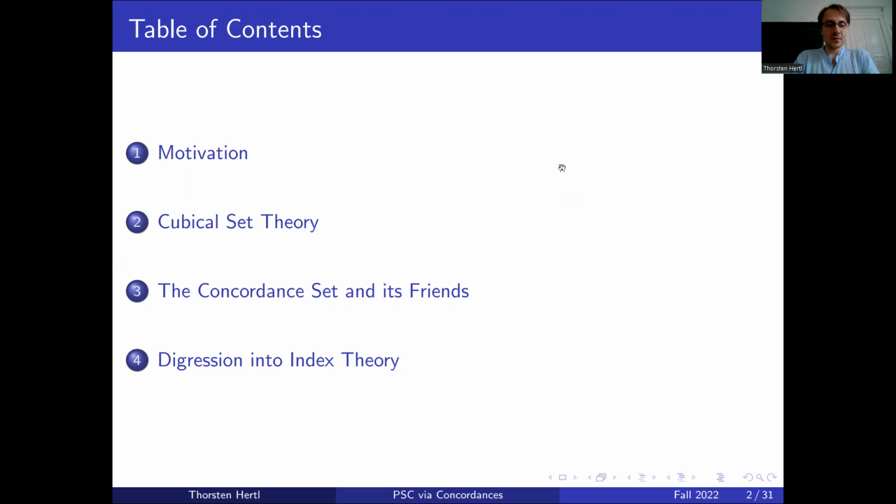In the third section, we will apply cubical set theory to positive scalar curvature to construct this approximation space, this so-called concordance set, and relate it to the original space of PSC metrics. The first three sections are the content of the first video. In the second video, we will have a look into the index theoretic counterpart and factor the index difference over the concordance space, concordance set.